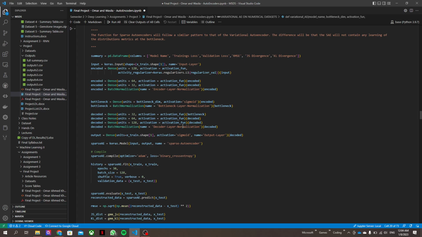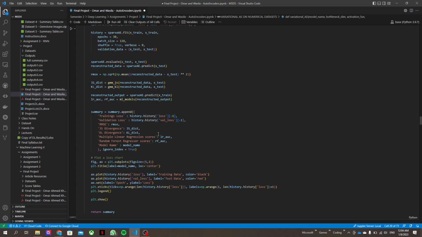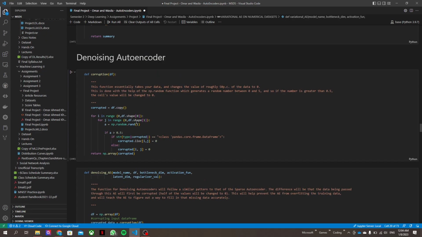and that's going to help us eliminate that feature and learn only the most important features for the output. Once that's done, again the same thing happens again and again. All your scores are calculated, appended to a list, the graph is plotted, and you move on. Then you come out to the denoising autoencoder.